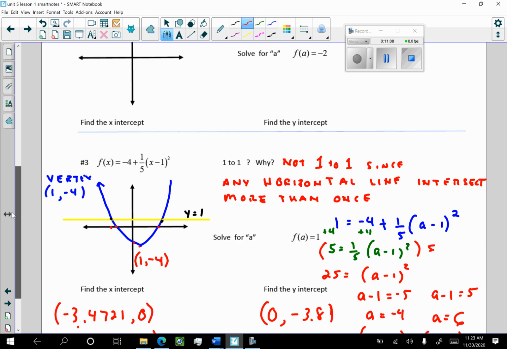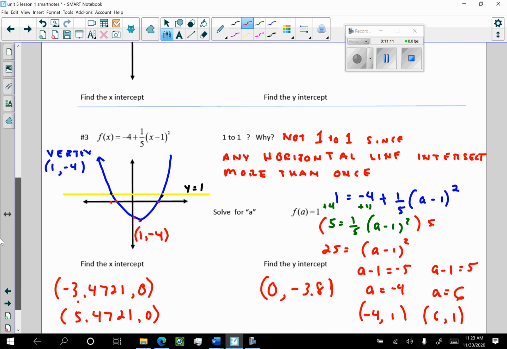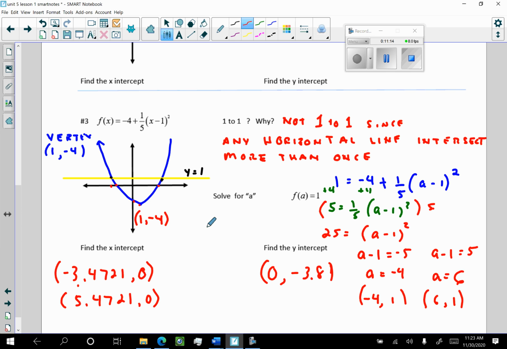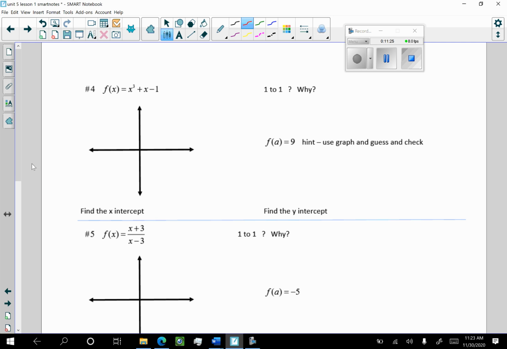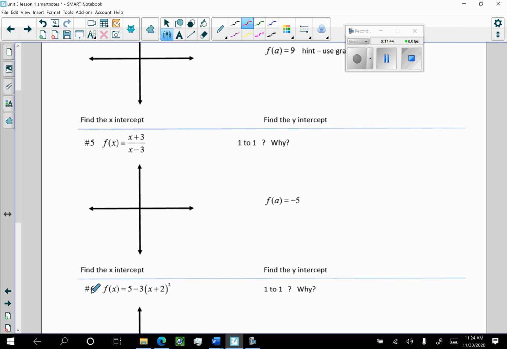I'm going to leave number 2 for you. Pause the video if you need to write this down. This is going to need to be part of your activity that you turn in. And number 4 is just a cubic, and I would say put this rascal in your graphing calculator. I'm not going to do this one for you. Use the graph and guess and check. You have your graphing calculator. You can find the x and y intercept. What I'm going to do is number 5 for you, and look, here's another quadratic. I'm going to end this video with number 5.